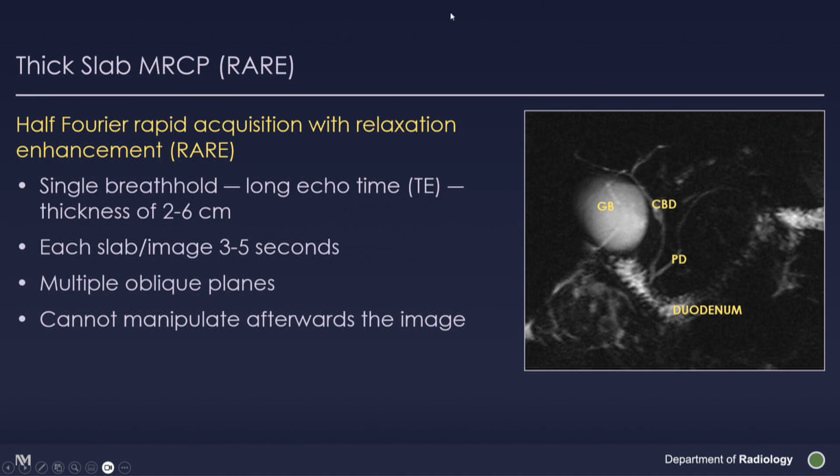And here's an illustration. This is that RARE technique, depending on your vendor, but it's basically a thick slab MRCP. The nice thing about this is it's a single breath hold. You get 2 to 6 centimeter coverage. It only takes about 3 to 5 seconds. You can get multiple planes, and you get a nice cholangiogram. It's not as exquisite sometimes as some of the 3D techniques, but certainly the referring doctors like it. You can't manipulate them afterwards.